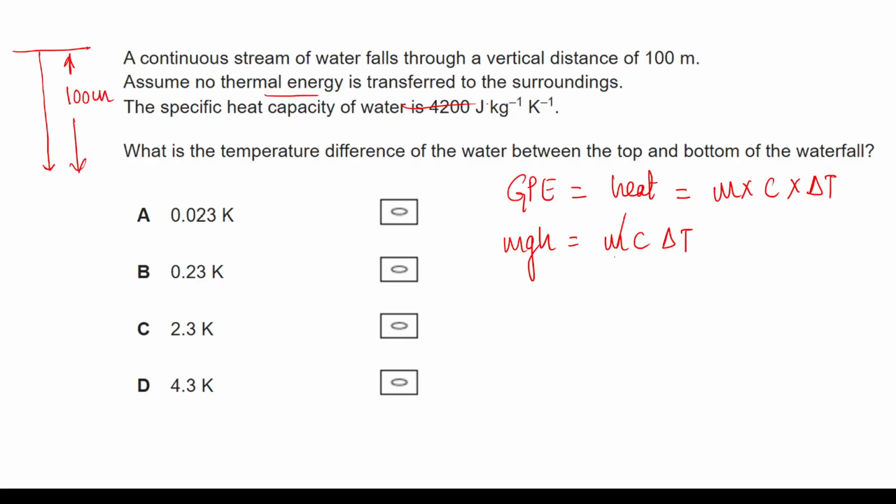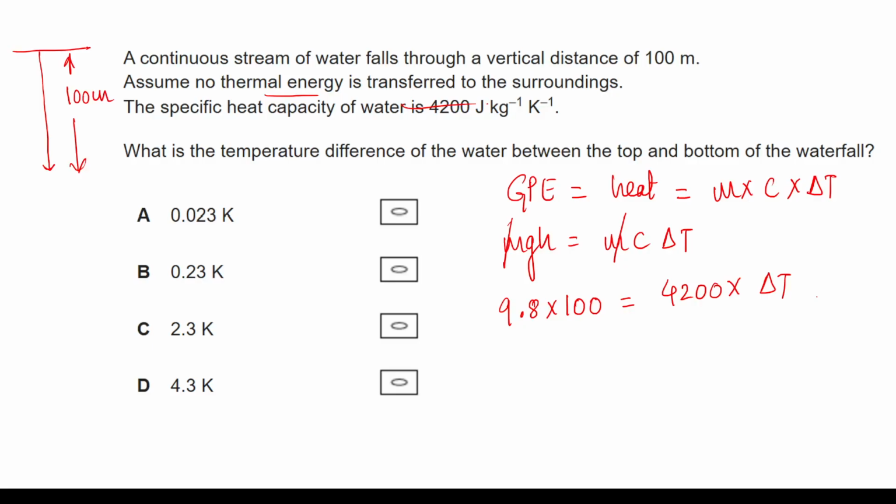So mass cancels, taking g as 9.8 times 100, 4200 times temperature change. Now because it's a change of temperature, even if my options have Celsius, it would not matter because the change is same in Celsius or in Kelvin. Okay, I'm just opening my calculator to get this.